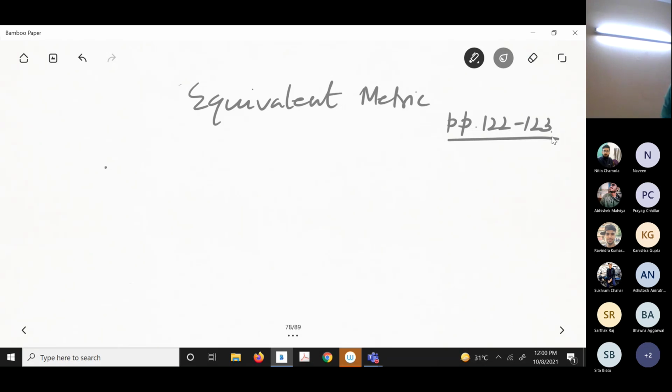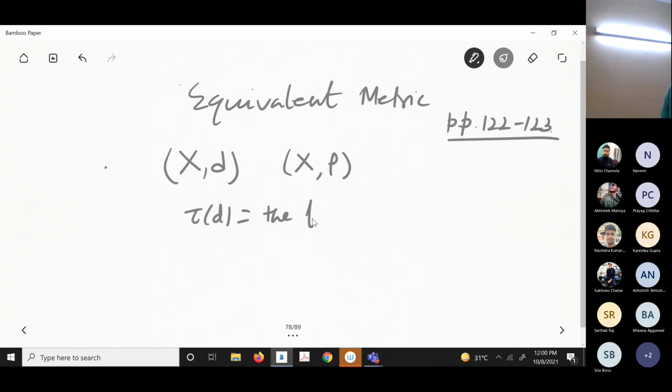Actually, equivalent matrix, usually people do it. Suppose you have on X, same set X, you have two matrices. Okay. And tau d, remember that tau d is the family of all open sets.